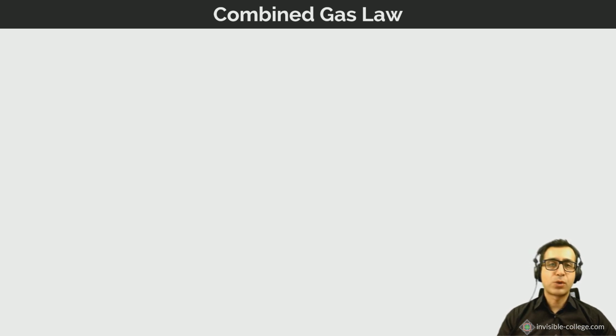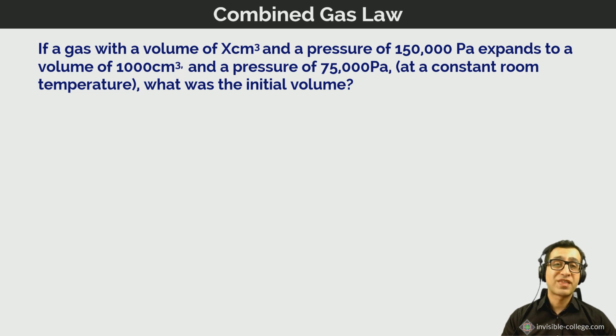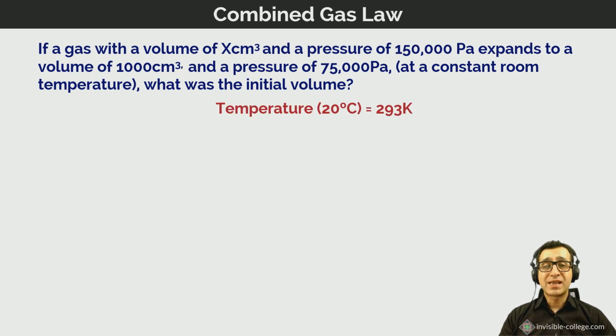Okay, so let's have a look. If a gas with a volume of X centimeters cubed and a pressure of 150,000 pascals expands to a volume of 1,000 centimeters cubed and a new pressure of 75,000 pascals, and this happens at a constant room temperature, which let's just say is 20 degrees centigrade in this case, what would be its initial volume? What is its starting volume?